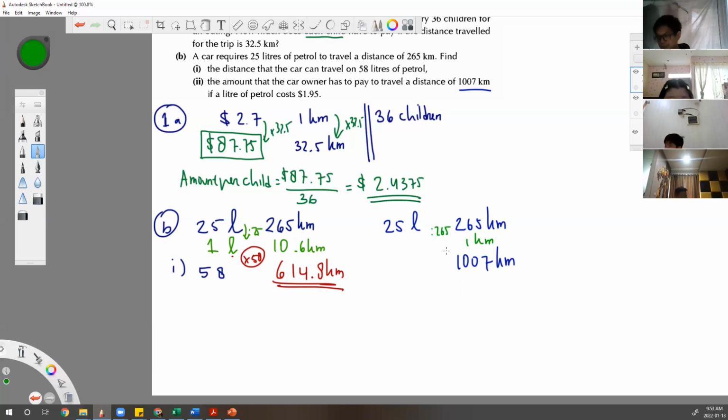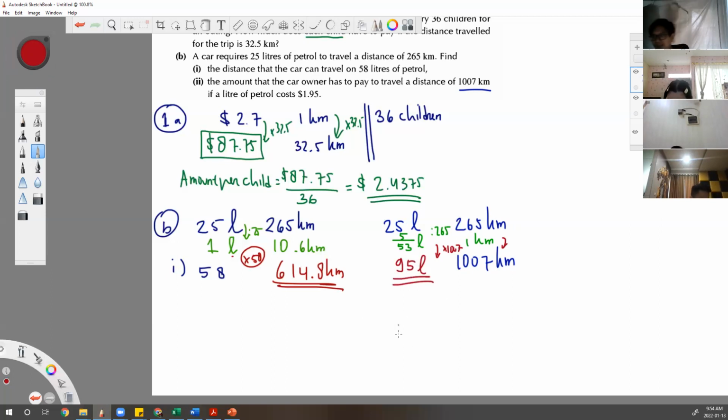Oh, the number is bad. It's decimal. 25 divided by 265. The answer is 5.53, sorry, 5 over 53 liter in 1 kilometer. Okay, and then in order to get 1,007 kilometers, you multiply by 1,007, of course, because from 1 here. So times 1,007 kilometers, he needs 95 liters, sharp number.